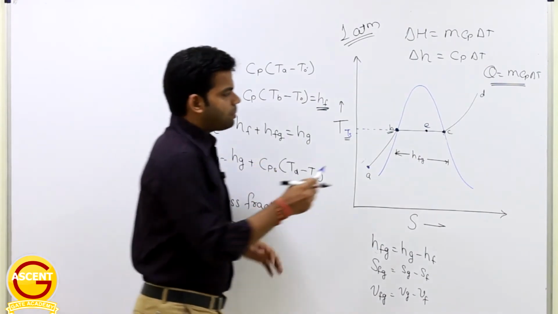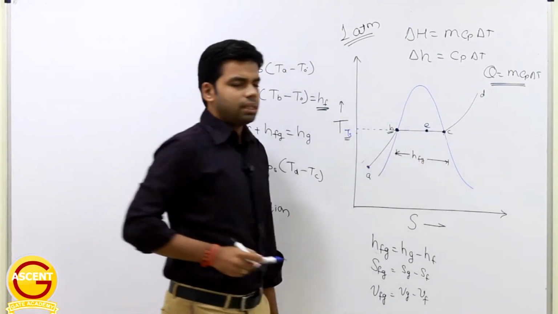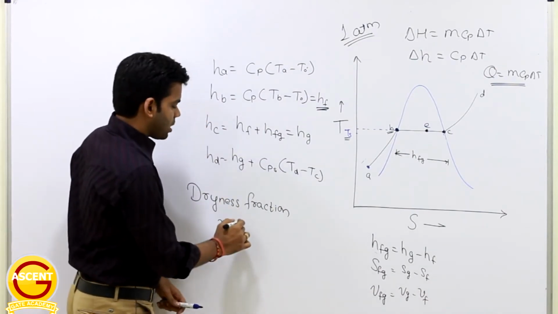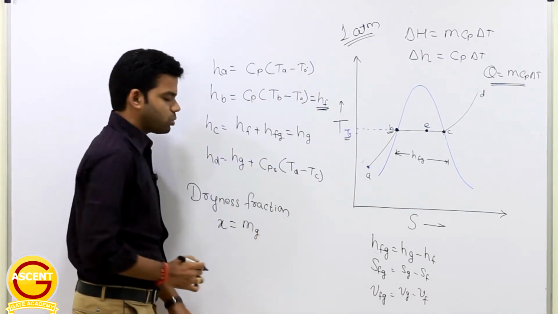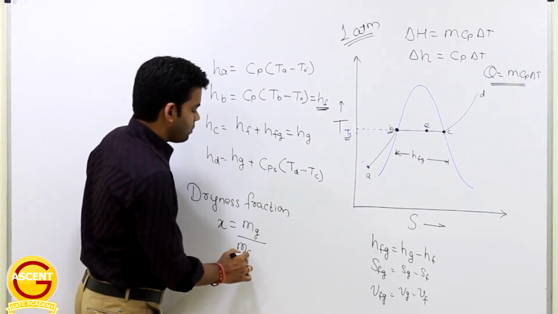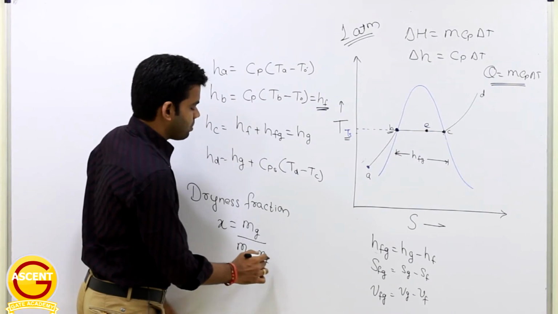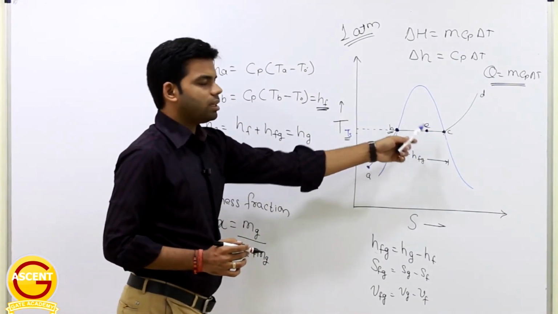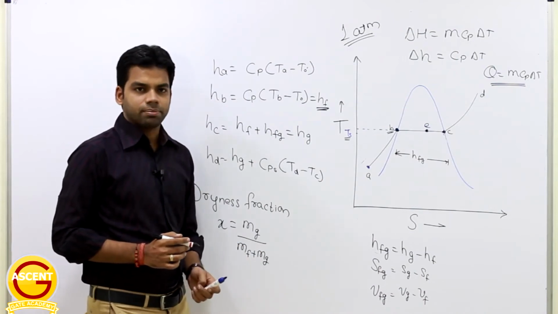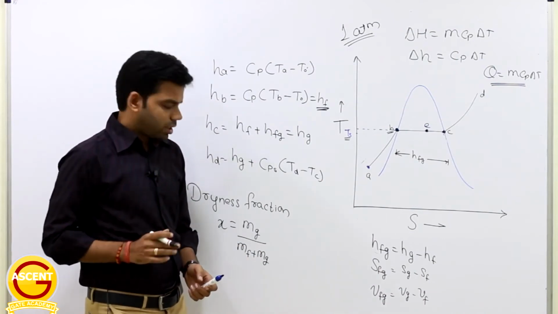Okay, so at any particular point, let's suppose at point E you want to calculate the dryness fraction. How can you calculate it? You will just see how much mass of vapor there is, mg, divided by total mass of mixture, which is nothing but mf plus mg. That means mf is the mass of water here, mg is the mass of vapor, and total mass is mf plus mg.